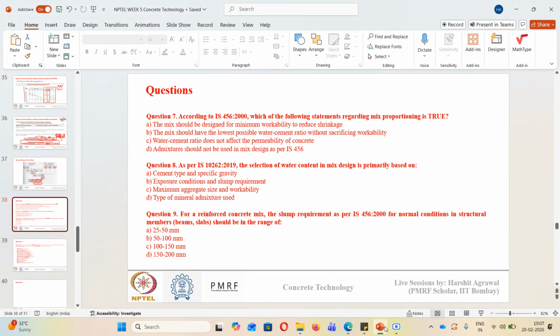Just try to answer question number 7 here now. According to IS 456, which of the following statements regarding mixture proportioning is true?